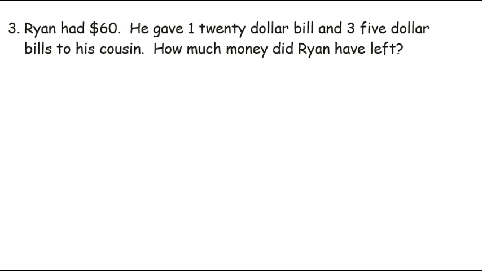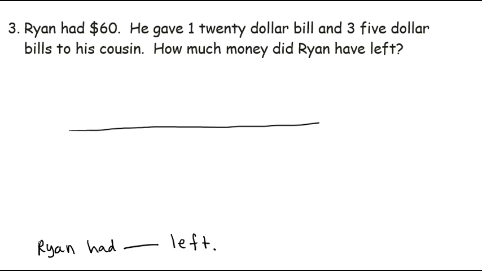The next question says Ryan had $60. He gave one $20 bill and three $5 bills to his cousin. How much money did Ryan have left? We'll write our answer statement at the bottom. Ryan had blank left. I'm going to choose to do an open number line for this question. Again, students can use a strategy that works for them. And I like the open number line for subtraction problems.